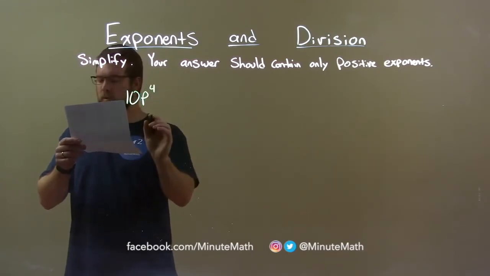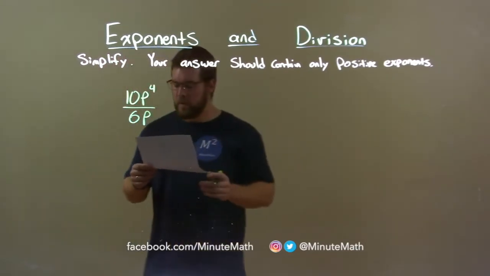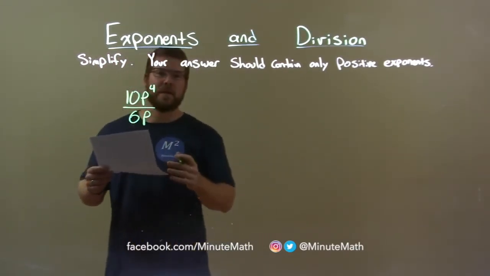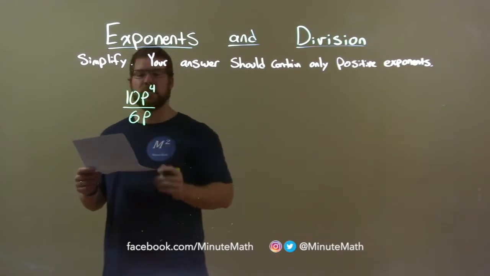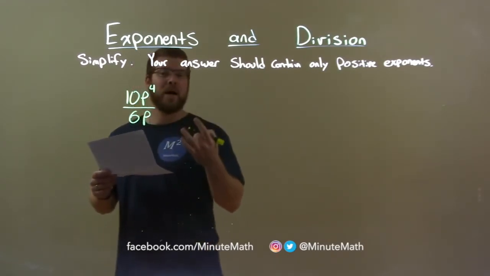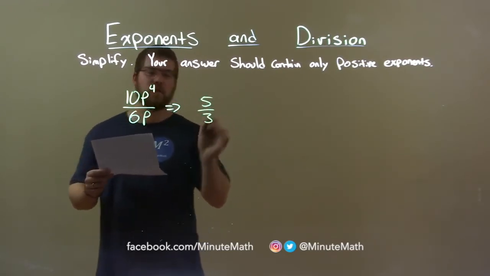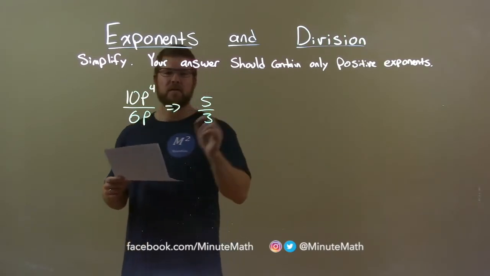10p to the 4th power over 6p. Well, first thing I like to do is I look at the coefficient. I have 10 over 6. That fraction can simplify, and they both are divisible by 2, and so we can write this to be 5 thirds. All right. So now let's deal with the variable.